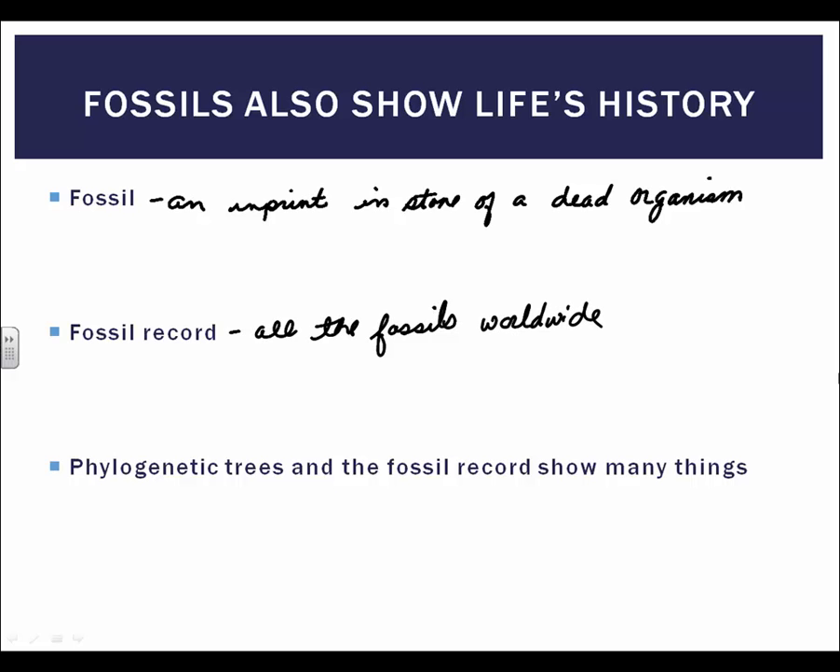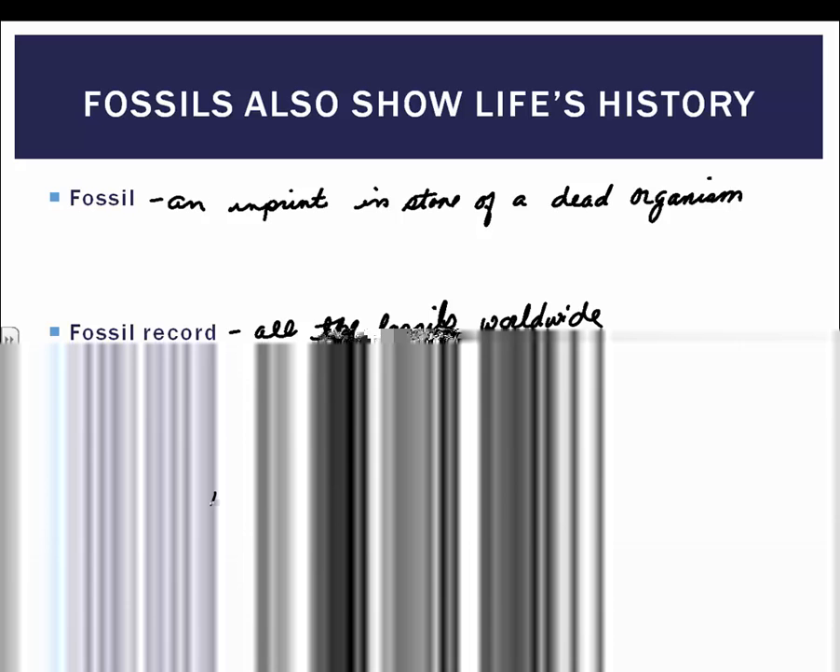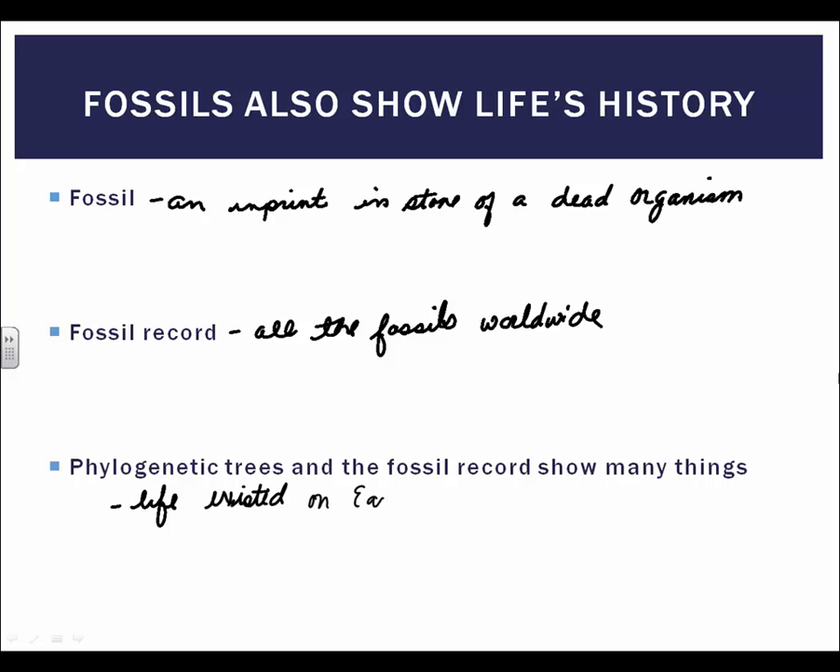Here, if we use something called phylogenetic trees and the fossil record, it's going to show us many different things. What it has shown us is that life existed on Earth for about 3.5 billion years.